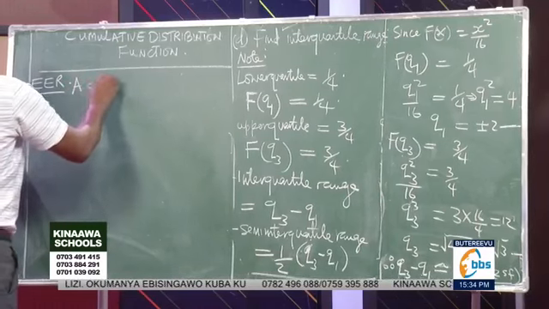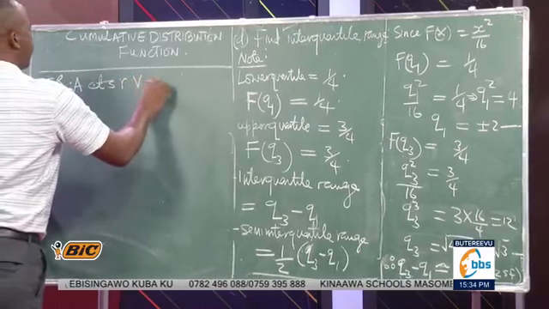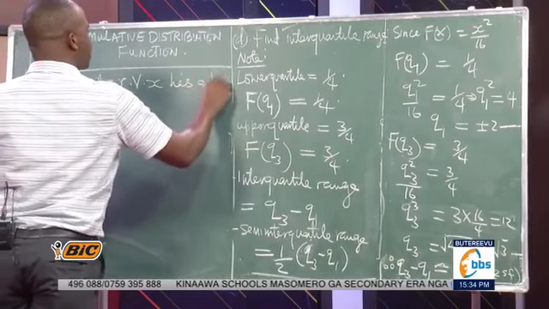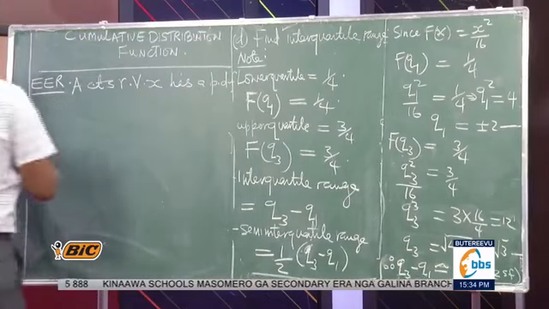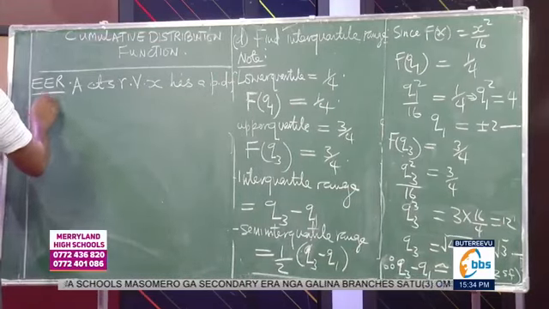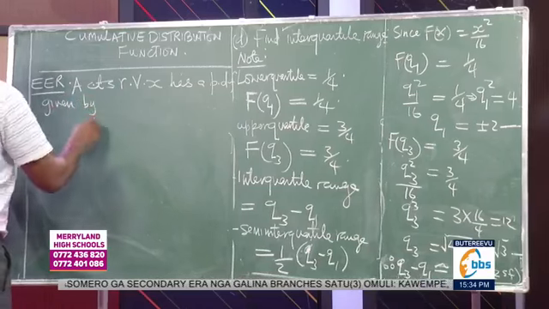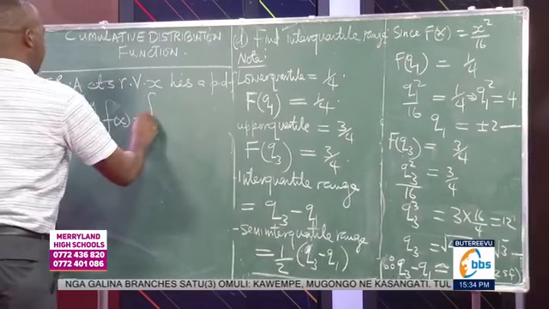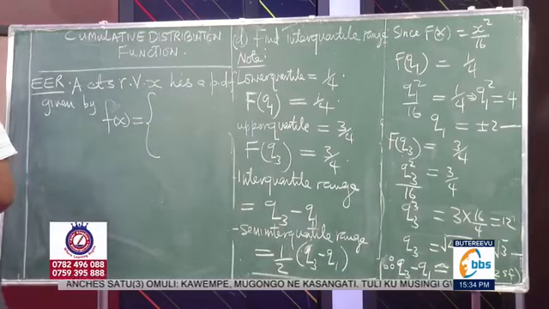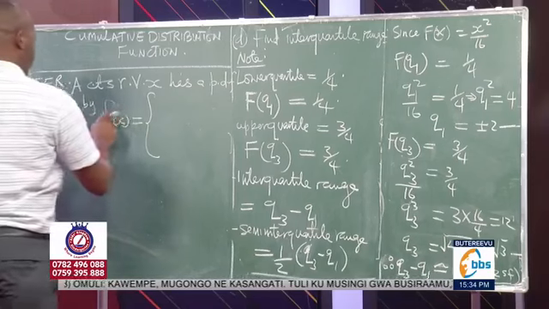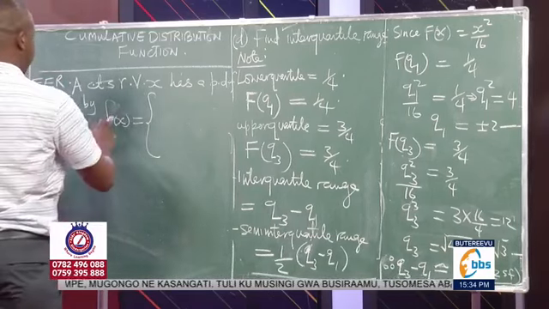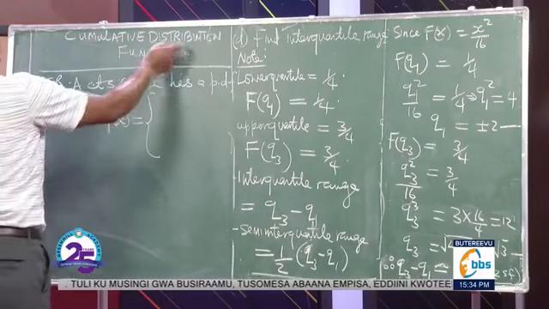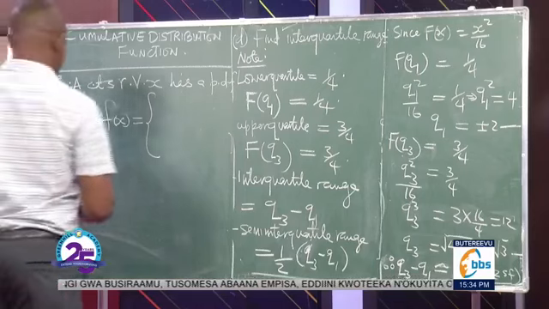Suppose a continuous random variable x has a PDF given by f of x. I told you the difference between a PDF and a cumulative distribution function. There are many differences, but they are related. If we want to move back from the cumulative distribution function to the PDF, we differentiate.